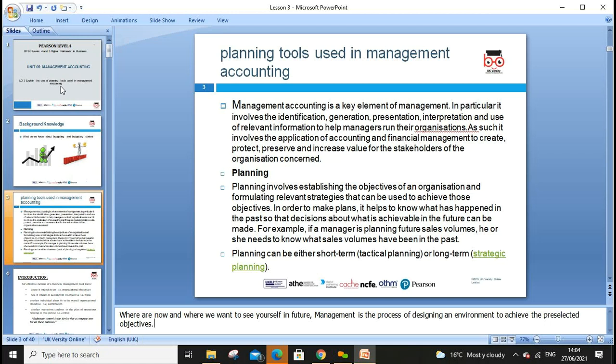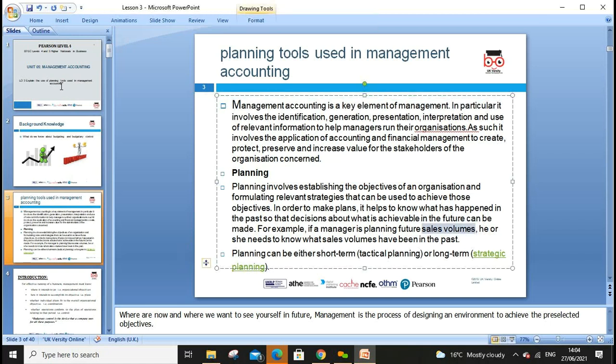Management accounting is the identification, generation, presentation, interpretation, and use of relevant information to help managers and their organization, such as involving the application of accounting and financial management to create, protect, preserve, and increase the value for stakeholders. So planning involves establishing the objectives of the organization and formulating the relevant strategy that can be used to achieve those objectives. In order to plan, it helps to know what has happened in the past, so decisions about what is to be achieved in the future can be made.